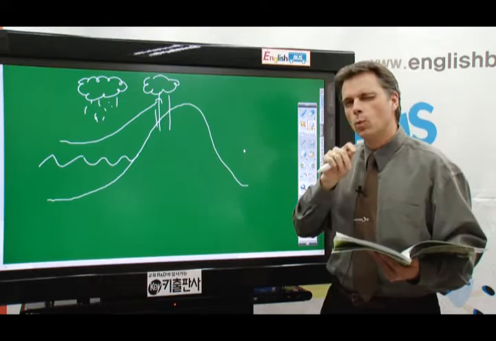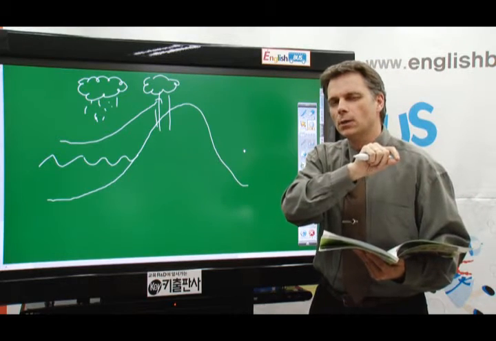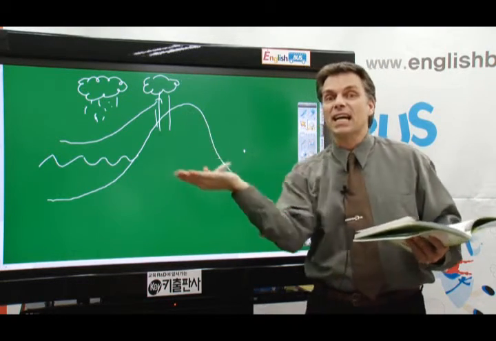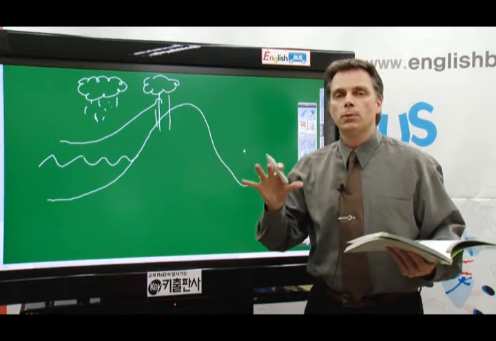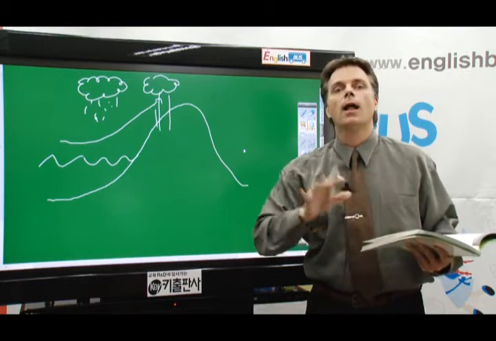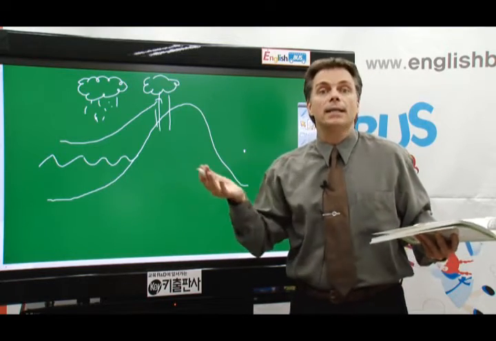Do you remember the word deforestation that we talked about? Deforest is cutting down the trees. So let's make a sentence. The people deforest the land. It means they cut down the trees.